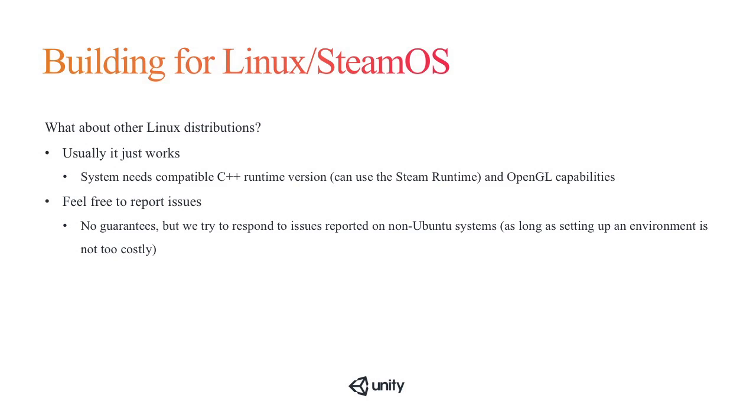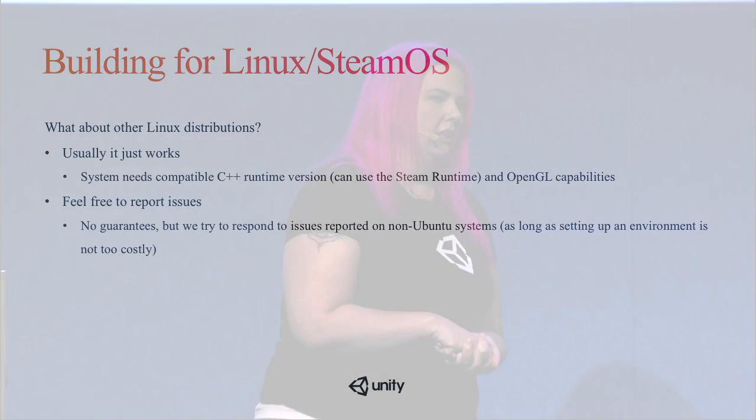Another common question: what about other Linux distributions? Well, Linux is a little bit like Android. It suffers a lot from fragmentation in the user space. But usually Unity games just work. Normally they do, as long as the system has the compatible C++ runtime version and the right OpenGL capabilities. We do have analytics that tell us people are using other distributions. I can say for certain, before we shipped Unity support for Linux, I had absolutely no clue that there were so many Arch Linux users in the world.